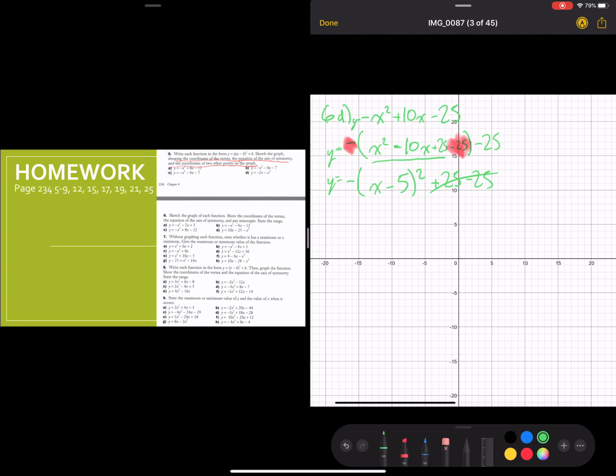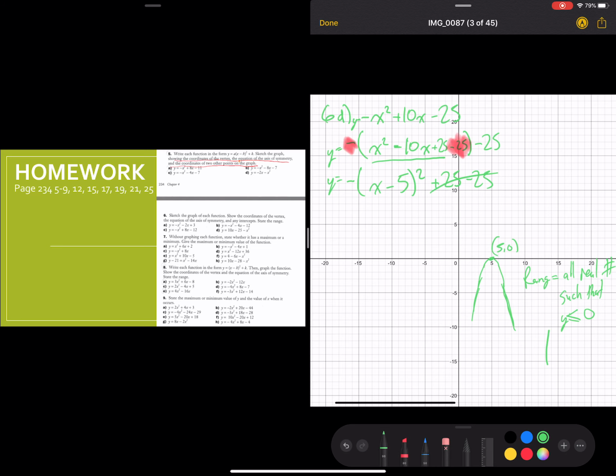Here I have my graph. It's upside down. The vertex is 5, 0. And my step pattern is basically the same. 1, 3, 5. Range equals all real numbers such that y is less than or equal to 0. And any intercepts, well, that's just my vertex.